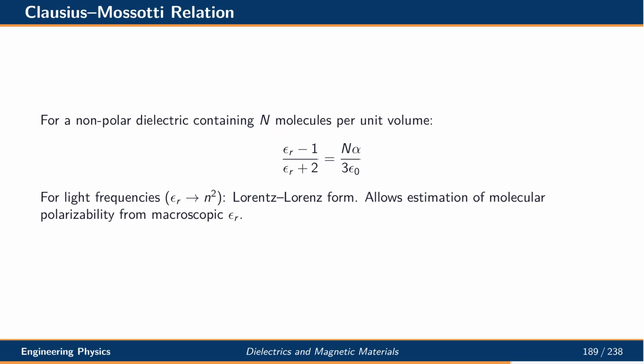The Clausius-Mossotti relation connects the macroscopic relative permittivity of a nonpolar dielectric to the microscopic polarizability of its molecules and their number density. It is written as the ratio of epsilon r minus 1 to epsilon r plus 2 equal to n alpha over 3 epsilon 0. At optical frequencies, where epsilon r becomes the square of the refractive index, this becomes the Lorentz formula. It allows estimation of molecular polarizability.